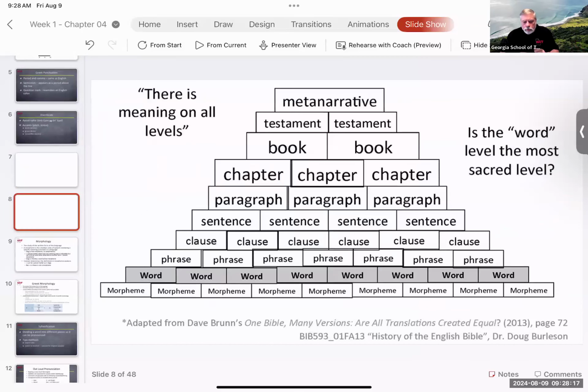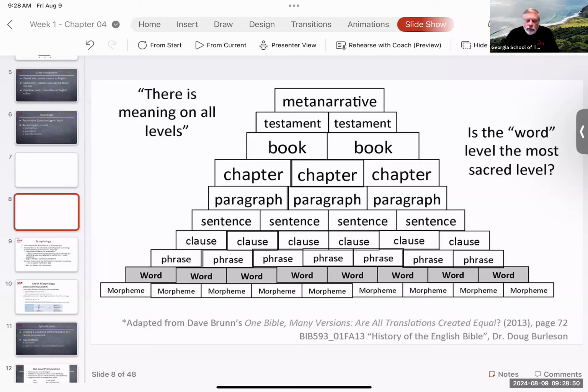Okay, so when you think about how words are formed, the smallest unit of meaning is going to be a morpheme, right? And we're going to show you a little bit about this. The smallest unit of meaning is a morpheme, and some morphemes can be the word, but they combine to form a word, and various words combine to form a phrase. Various phrases can combine, or words to form a clause, and a sentence, and a paragraph, a chapter, a book.